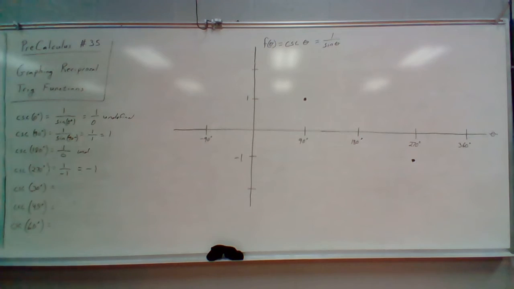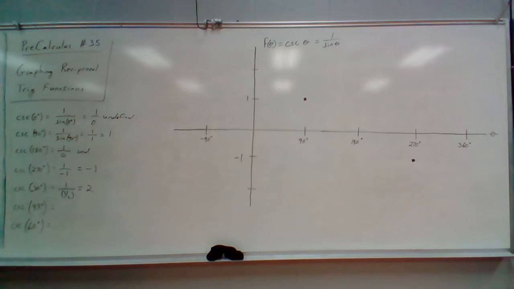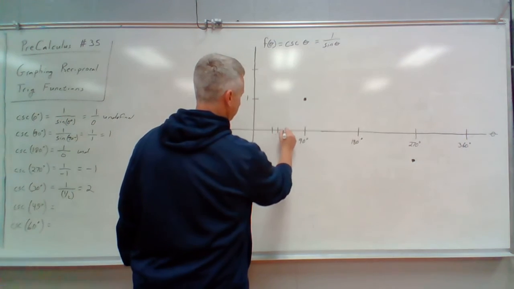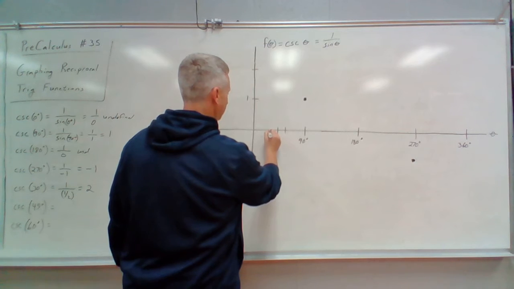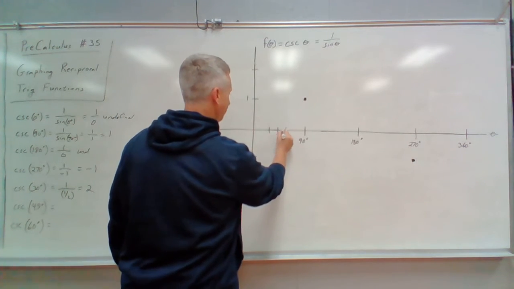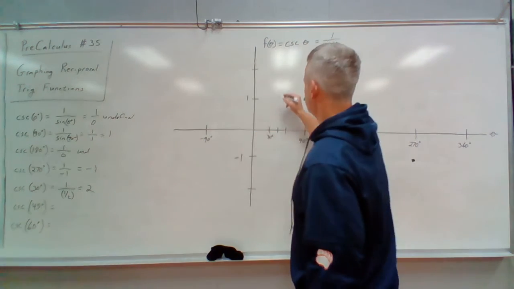Cosecant of 30 degrees. That would be 1 over the sine of 30 degrees, which was 1/2. So 1 over 1/2 would be 2. Okay, so let's plot these points. Quite far apart. So there's 30 degrees, and we get a 2.